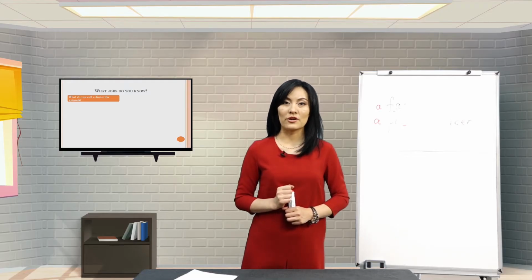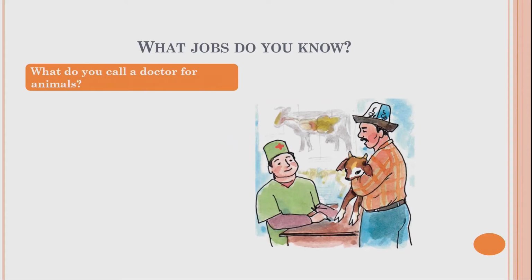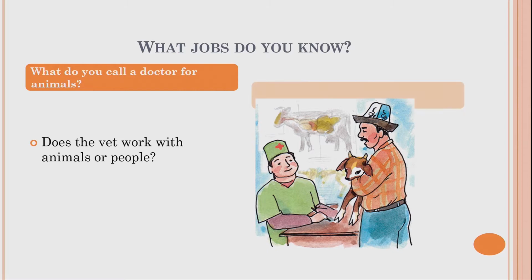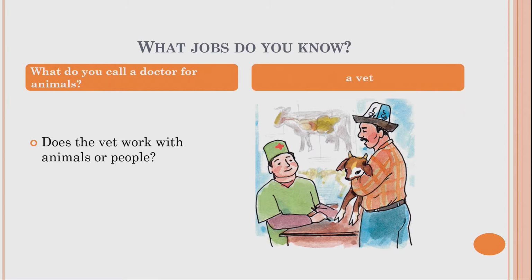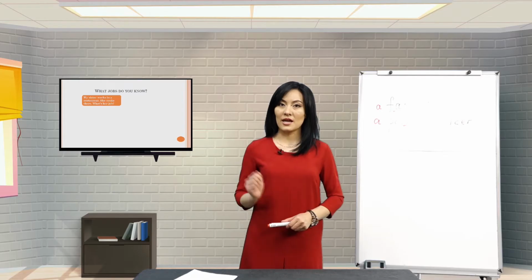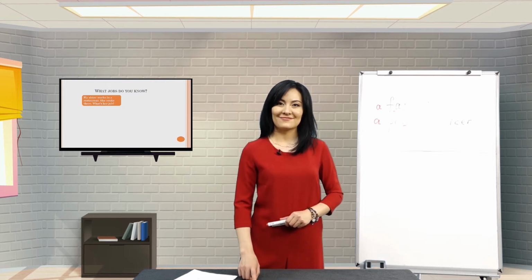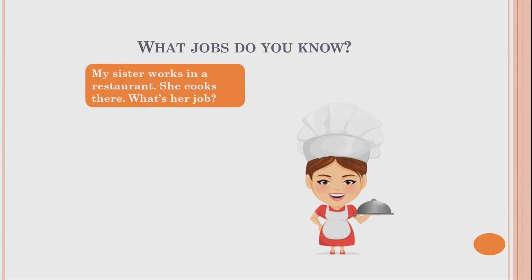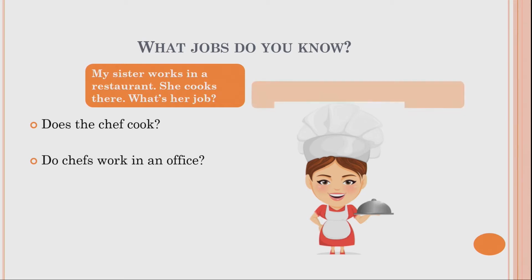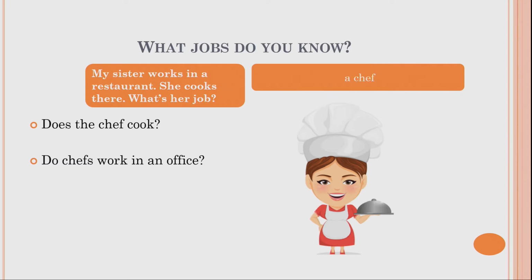Okay. What do you call a doctor for animals? Yes, it's a vet. A vet. Does the vet work with animals or people? Right, with animals. Let's write it together. A vet. V-E-T. Good job. Okay, next word. My sister works in a restaurant. She cooks there. What's her job? Yes, she is a chef. A chef. Does the chef cook? Yes. Do chefs work in an office? No, they work in a restaurant. A chef. Let's spell it together. C-H-E-F.